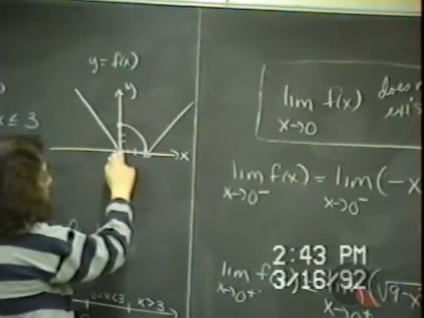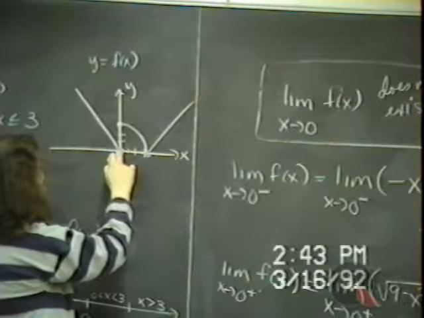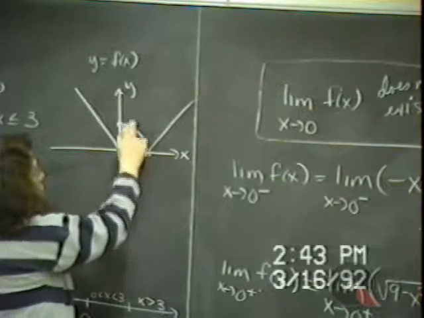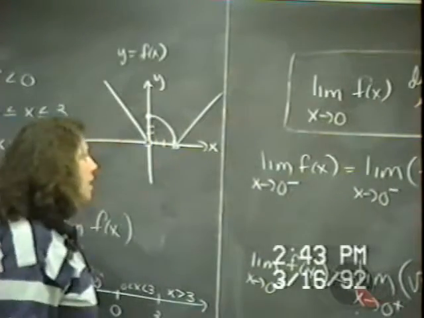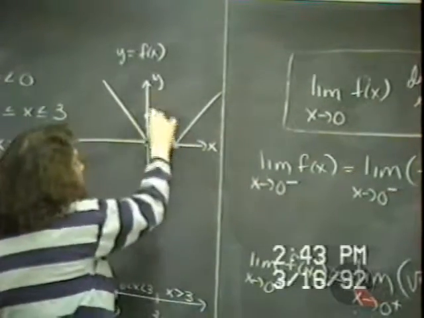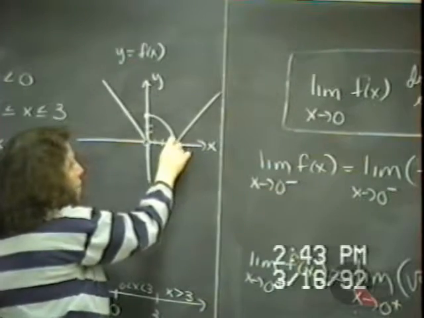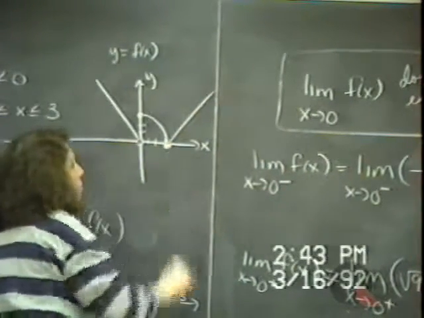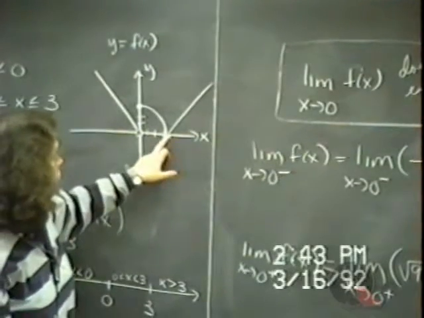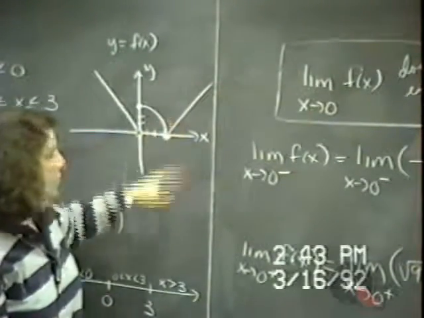But here, the road from the left ended at a point whose y value was 0. The road from the right ended at a point whose y value was 3. That limit at 0 does not exist. At 3, the road from the left ended at a point whose y value was 0. The road from the right ended at a point whose y value is 0. And the limit as you approach 3 is considered to be 0.